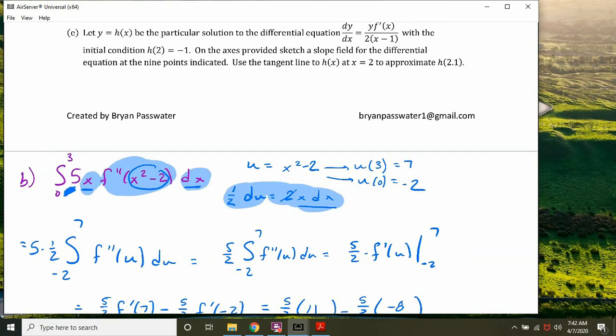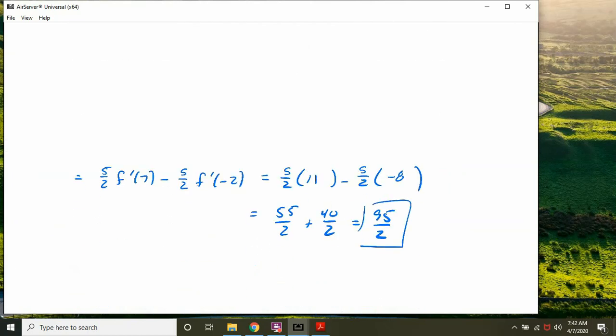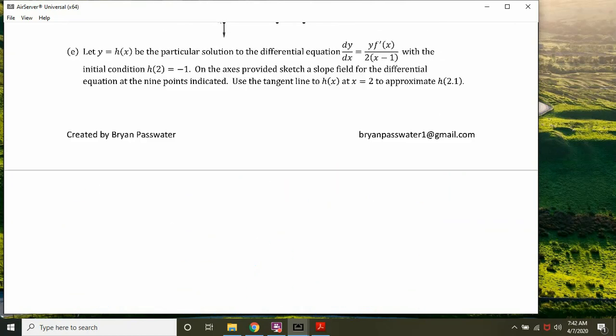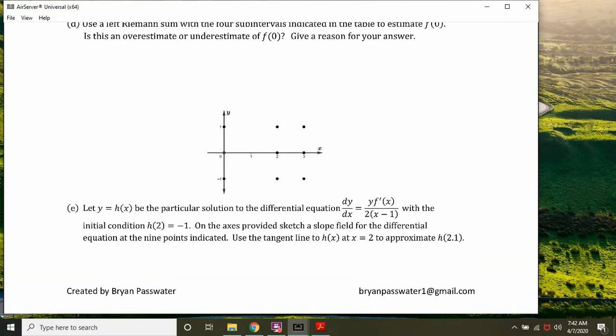Okay, let me clean up a little bit here. A little more room to work. All right. Let y equal h of x be the particular solution to the differential equation dy dx equals y times f prime of x over 2 times the quantity x minus 1, with the initial condition h of 2 equals negative 1. On the axes provided, sketch a slope field for the differential equation at the 9 indicated points. Then use the line tangent to h at x equals 2 to approximate h of 2.1.